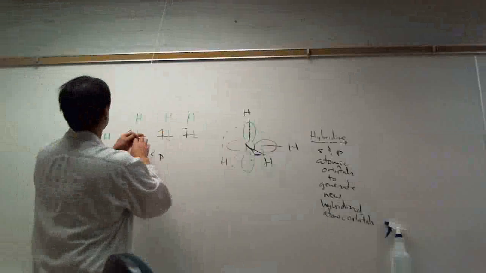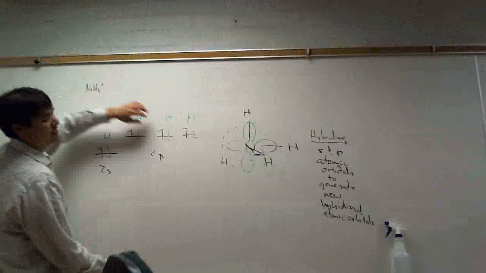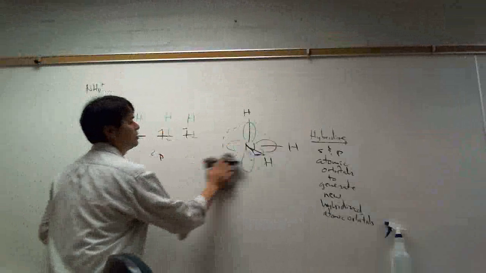So I need to redraw my drawing for amide and for all the others. When I draw these orbitals like that, that's wrong, because what's going to happen is this.